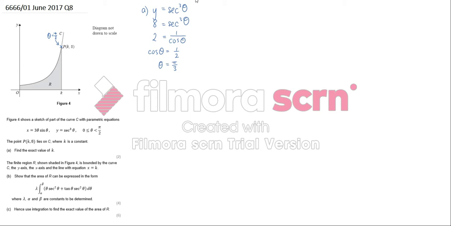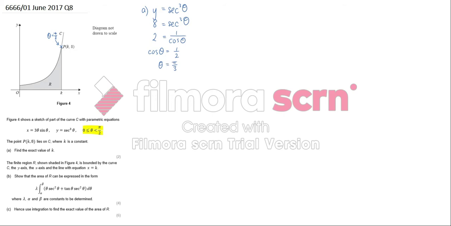Now if we check the range of values for theta, we can see from this inequality here that theta is between 0 and pi by 2. So theta being pi by 3 is the only solution to cos theta equals a half that is within this range. So that must be the theta value that we're after.